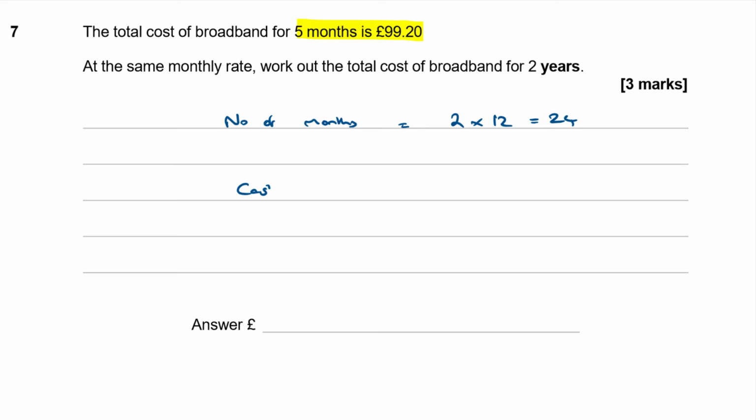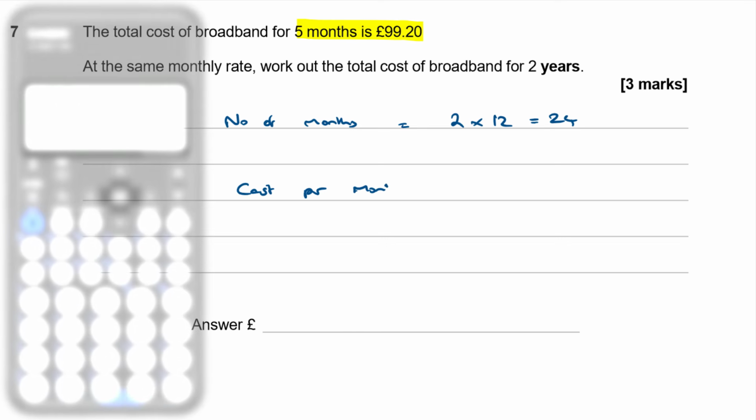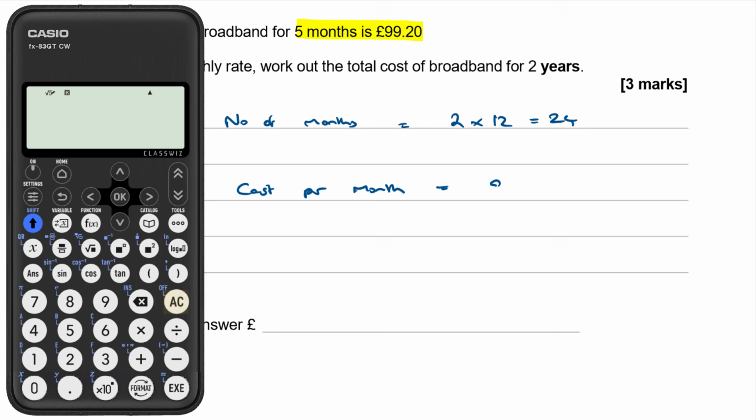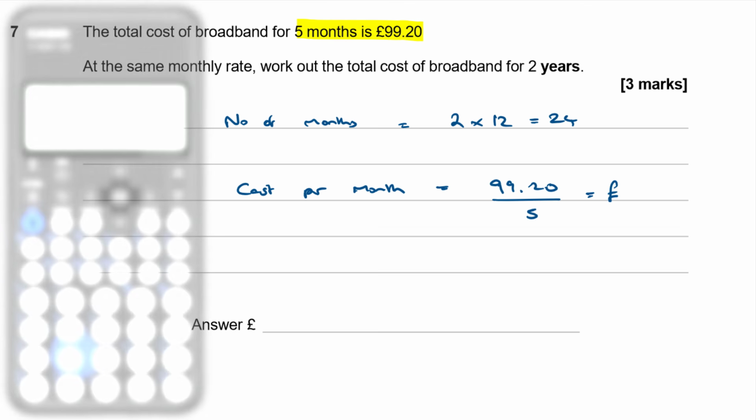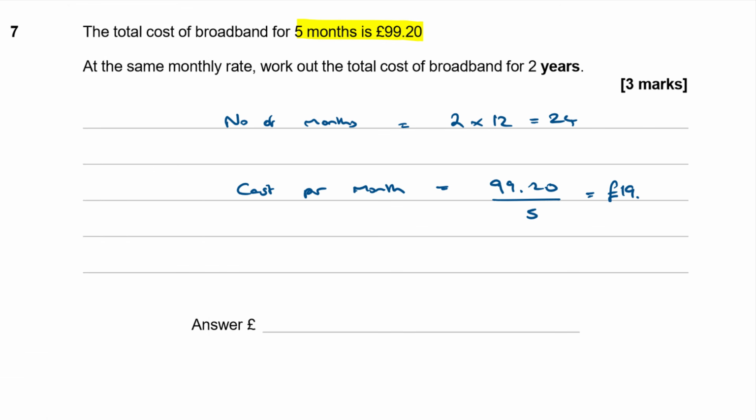Cost per month would be the £99.20 it costs for 5 months divided by 5, assuming that they'll let you pay only 4 months rather than 5. So 99.2 divided by 5, that comes to £19.84 per month. It's a lot cheaper than what I'm paying for broadband, I can tell you that. £19.84. Okay, so cost per month is £19.84.